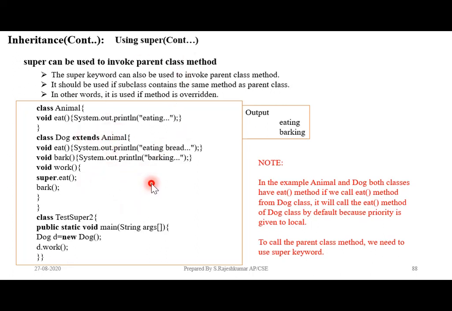So this is how you can call the superclass method. Look here, the same example: class Animal has void eat as a member function. Class Dog has three member functions: eat, bark and work. Within work I called super.eat. Super.eat means the eat of the base class will be called. Could you understand which eat will be called? The base class eat will be called. That's why it prints eating and barking.